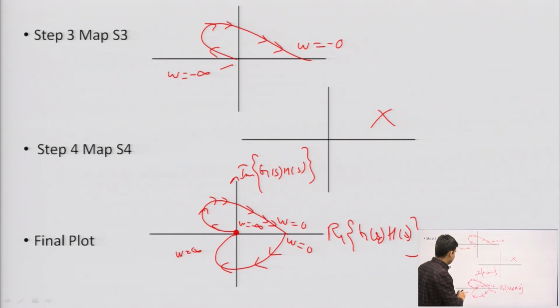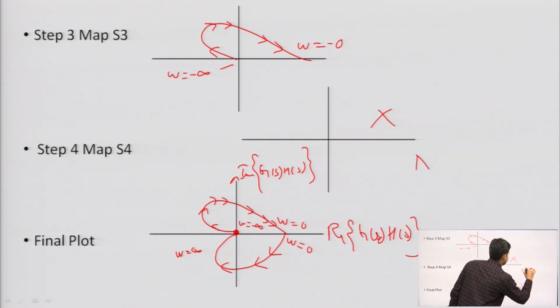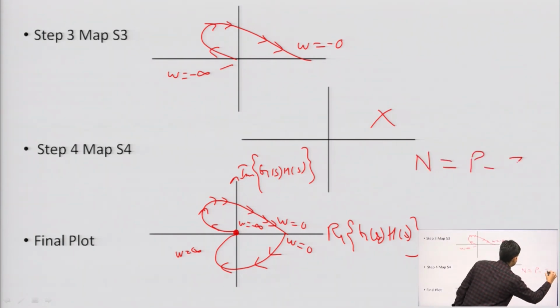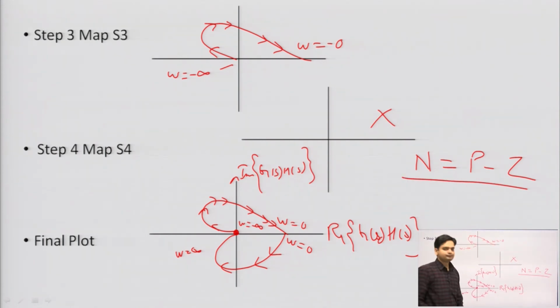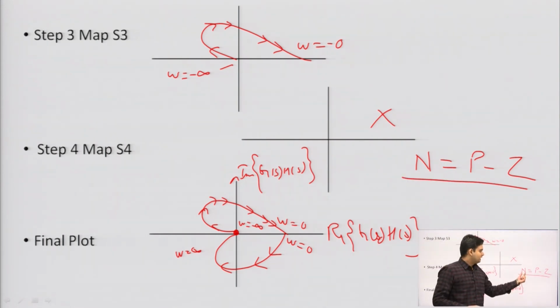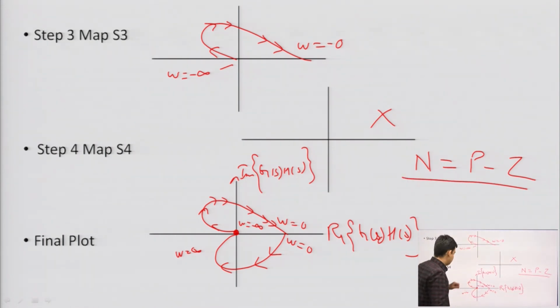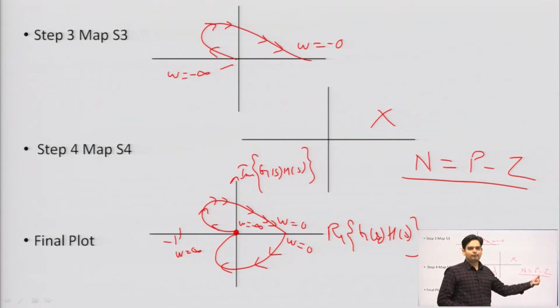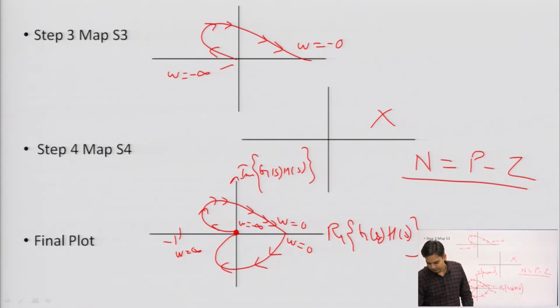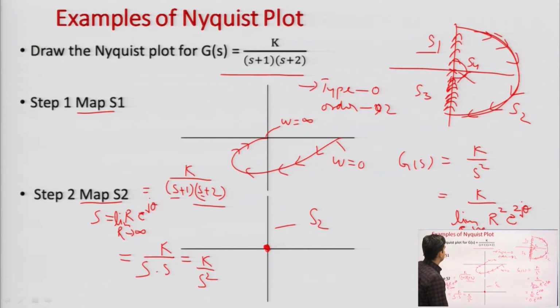Now, after doing this, what we need to do? We need to calculate the stability by observing this condition N equal to P minus Z, where we know that N is the number of encirclements around minus 1. Okay. P is the open loop poles in the right half plane, right. So, if you see the open loop pole here, there is no open loop pole in the transfer function.